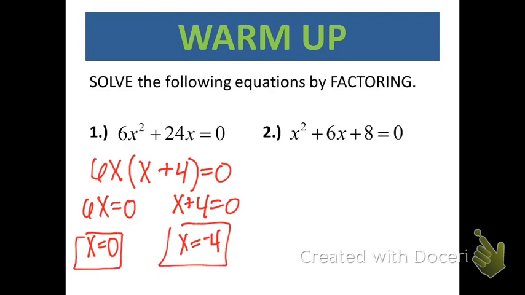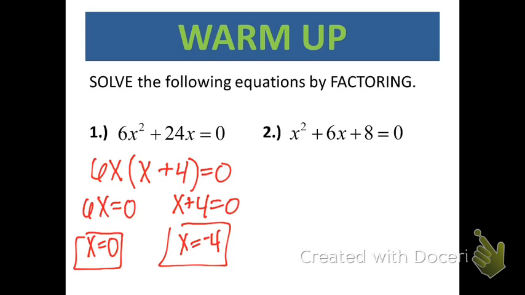A lot of people forget the 0 because once they factor out 6x, they don't set this part equal to 0. If it was just 6, you don't have to worry about it because 6 obviously doesn't equal 0. But anytime there's a variable pulled out as well, you have to set that equal to 0.